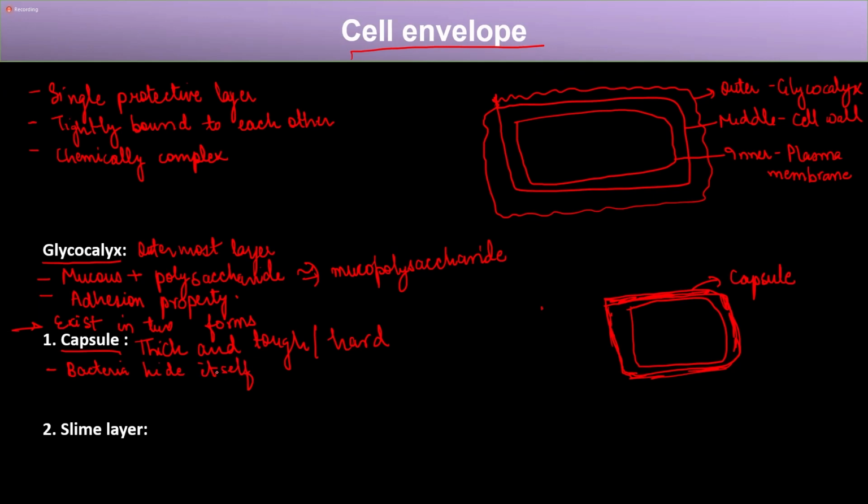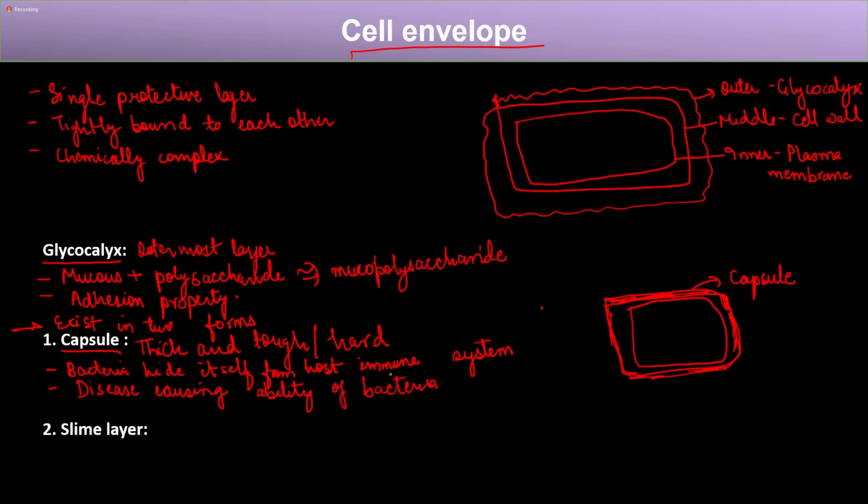And from what does the bacteria hide itself? It hides itself from the host immune system, right? Because our WBCs recognize these bacteria or pathogens and kill them. So the bacteria hide inside the capsule from the host immune system. Okay. If it can hide from the host immune system, it will increase its disease causing ability, right? So the capsule also helps in increasing the disease causing ability of bacteria.